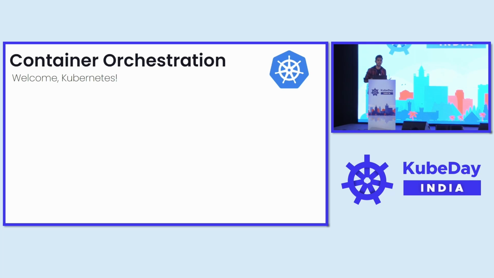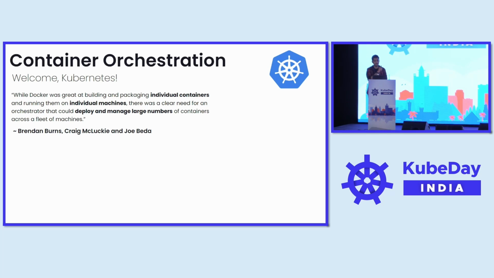So Kubernetes is welcomed into this particular story. And this is the exact line that the initial creators of Kubernetes, which was Brendan Burns, Craig McLuckie, and Joe Beda, said: that while Docker was great at building and packaging individual containers and running them on individual machines, there was a clear need for an orchestrator that could deploy and manage a large number of containers across a fleet of machines. So here we are talking about, okay, it's good that you're running single containers, but what if you're running multiple containers, and that too on multiple machines, a fleet of machines. That is what the initial problem statement was, and that's how Kubernetes was born.